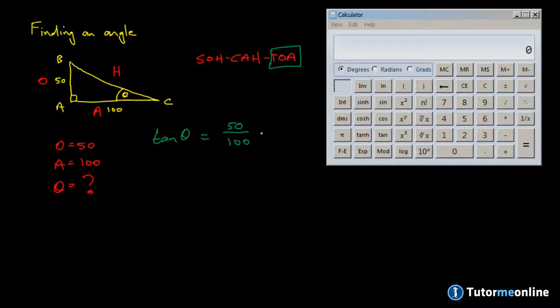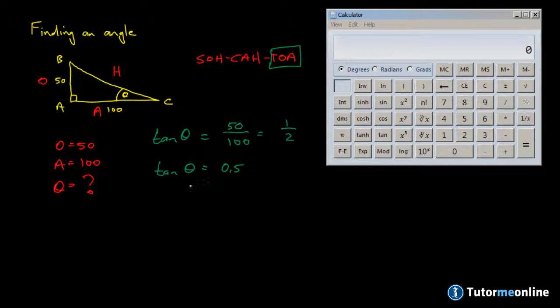We can then simplify this to 1 over 2. So in decimal format, the tangent of theta is 0.5. Of course, decimal format so that we can enter this into our calculator. Now we need to get theta alone on one side of the equation. So how do we do that?